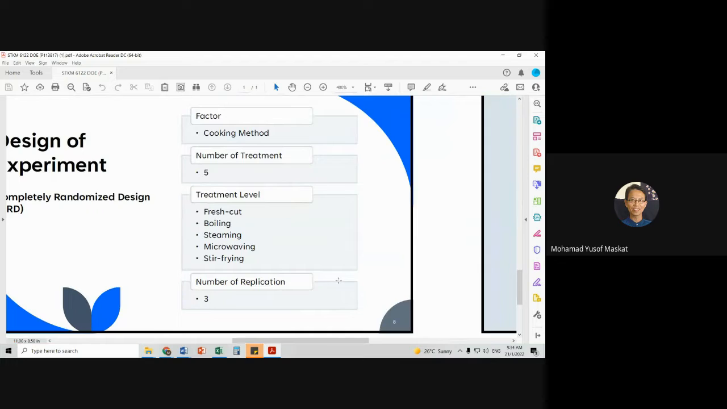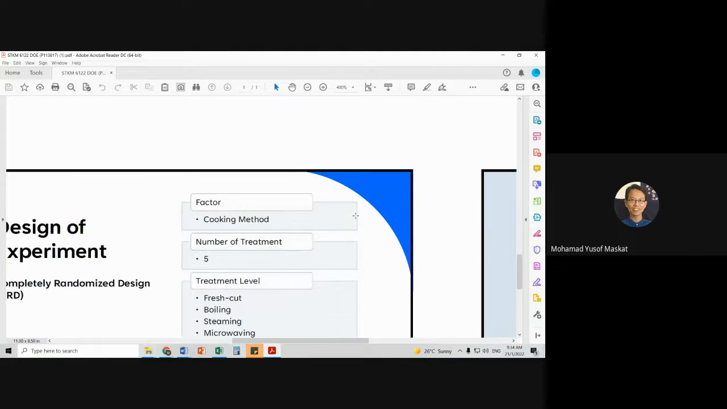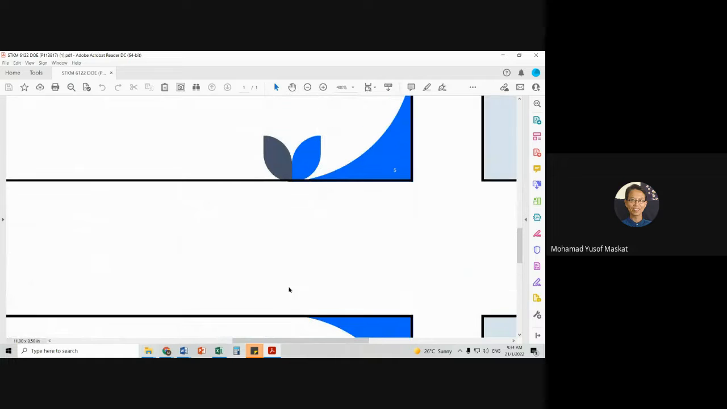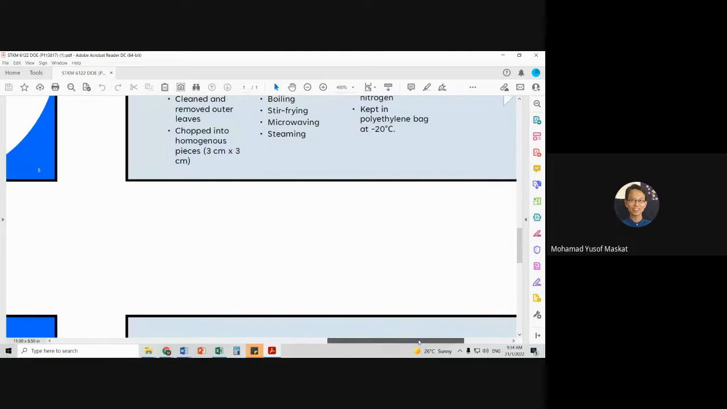Factor: cooking method. So only one factor. Number of treatments is 5. The treatment levels are fresh cut, boiling, steaming, microwaving, and stir frying. So how many factors? One factor. It is the cooking method.